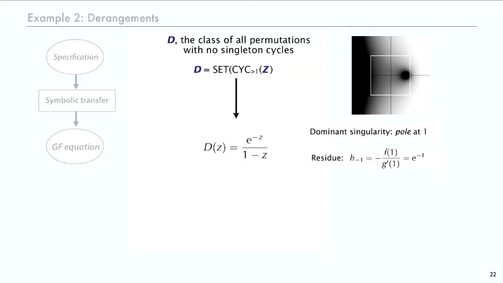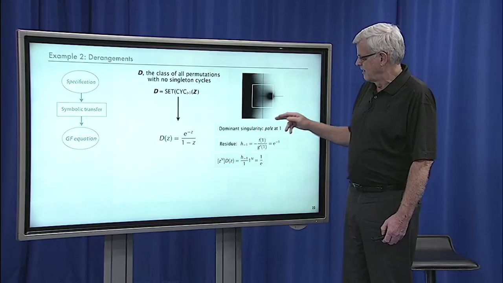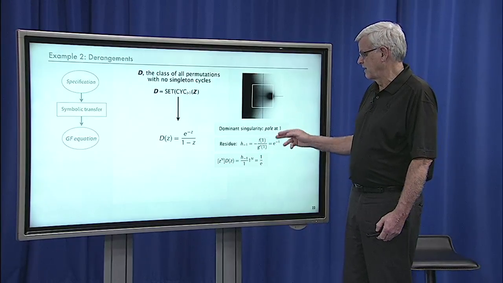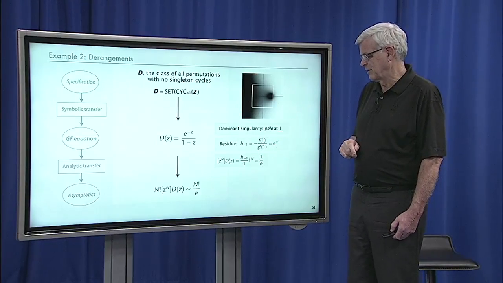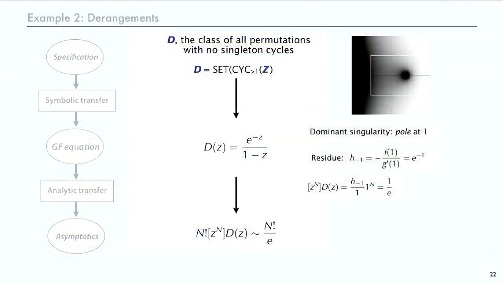So then the meromorphic transfer theorem tells us that the coefficient is this e to the minus 1 over 1, and the exponential growth is 1 to the n. So our asymptotic result is that the coefficient of z to the n, which is n factorial coefficient z to the n in that generating function, is asymptotic to n factorial over e. And that comes immediately from the meromorphic transfer theorem.